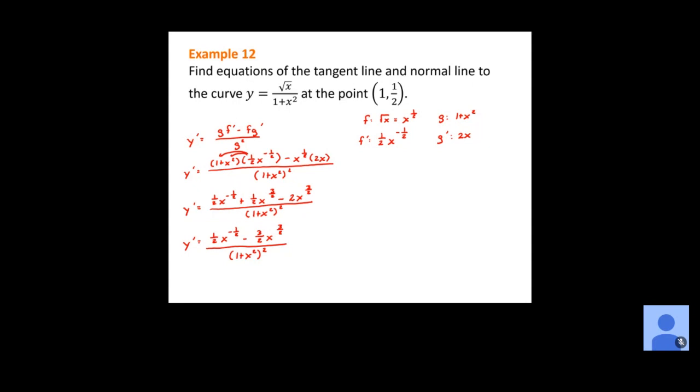I'll give you a hint. It's going to involve multiplying numerator and denominator by something. So any ideas on what we can multiply the numerator and denominator by here that would get rid of that negative exponent up top? Okay, it is an x, but what power of x would we need to multiply by if I want to get rid of an x to the negative 1/2?